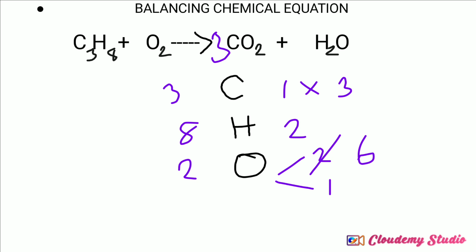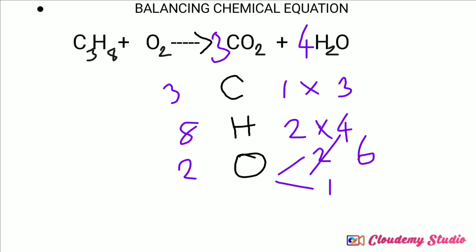Now when we check the left hand side, hydrogen atoms are 8 times. But on the right hand side, there are only 2 hydrogen atoms. So in order to make the hydrogen atoms equal, what has to be done? This 2 has to be multiplied by 4. So when we multiply, this 4 has to be written as a coefficient of water.